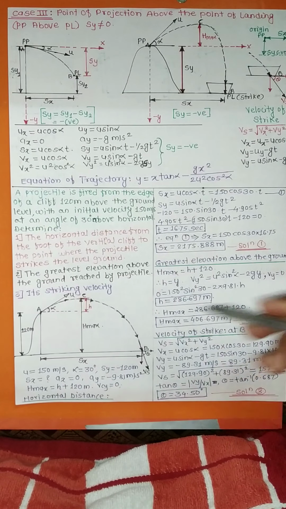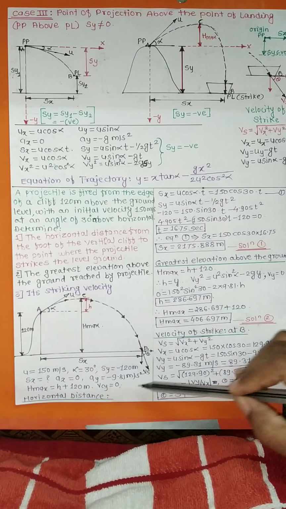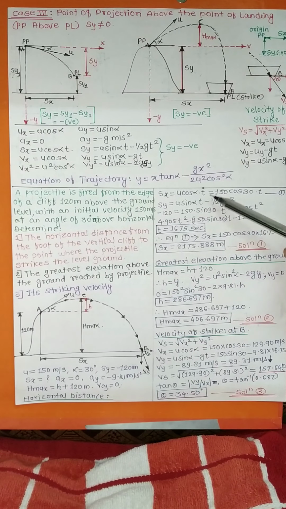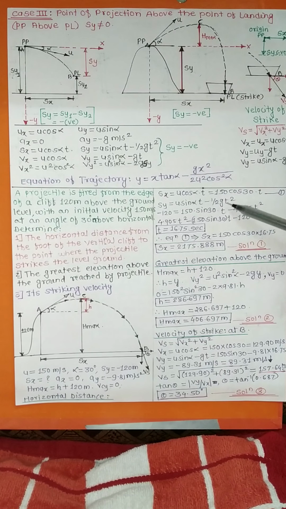Let us start to solve question number 1, which asks us to find the horizontal distance. For this case, we are going to use the equations of motion along the x direction and y direction, using all the given data and substituting it in these equations. So the very first equation is Sx equals u cos alpha into t, that is 150 into cos 30 into t. As Sx is unknown and t is unknown, it is not possible to find two unknowns in one equation. So say that this is equation number 1.